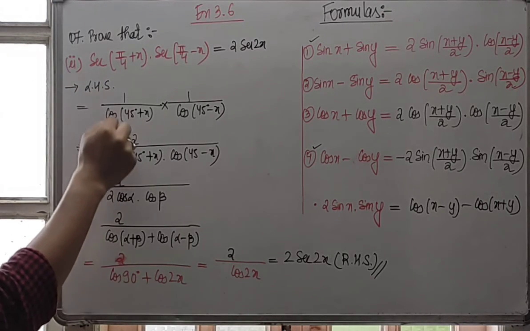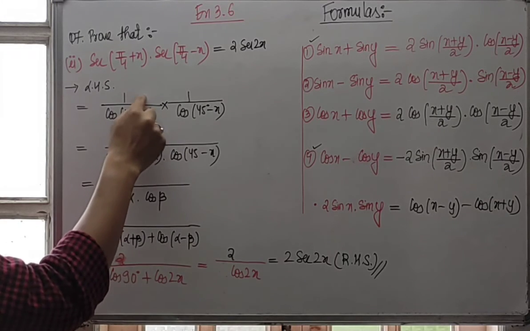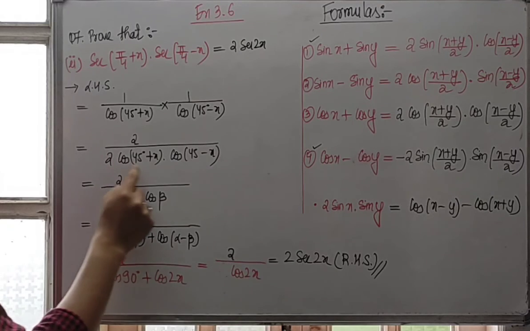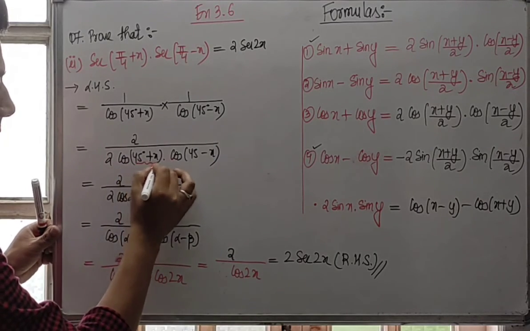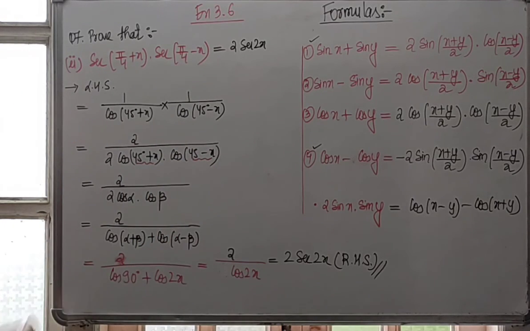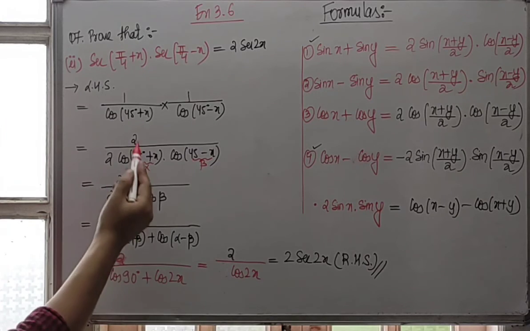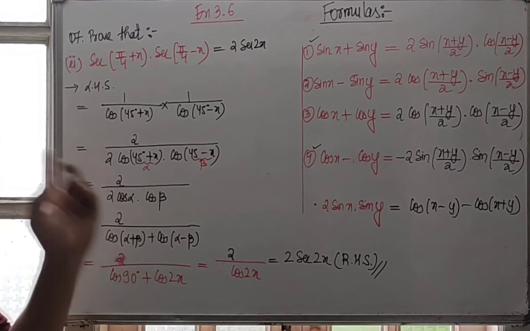So sec means 1 by cos. Similarly, what you'll do, you'll multiply with 2 in the numerator and divide by 2. So for the denominator, after this, you'll replace this as alpha and you'll replace this as beta. So this is your alpha, this is your beta. So which means I'll be getting 2 divided by 2 cos alpha cos beta. So yesterday I gave the formula for 2 cos alpha cos beta. That was the third formula. The formula was cos alpha plus beta plus cos alpha minus beta.